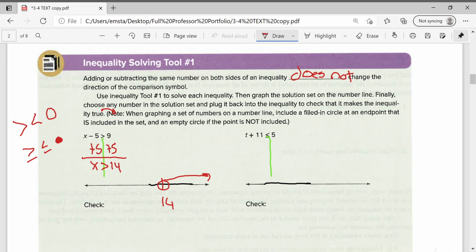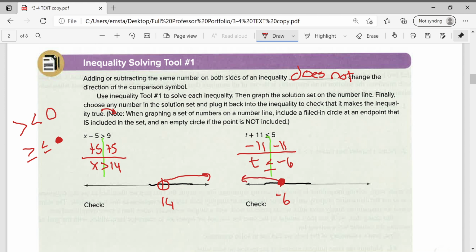Let's solve our next one. I have t plus 11 is less than or equal to 5. What is the opposite of adding 11? Subtracting 11. So I get that t is less than or equal to 5 minus 11 is -6. I am going to put a closed circle on -6 because it has the equal to part. And I want values smaller than -6, so I have to go to the left.